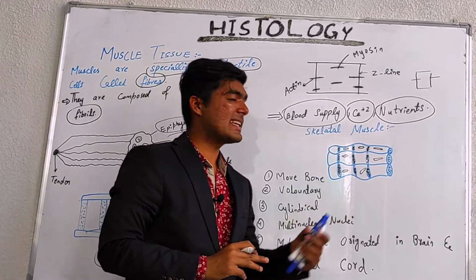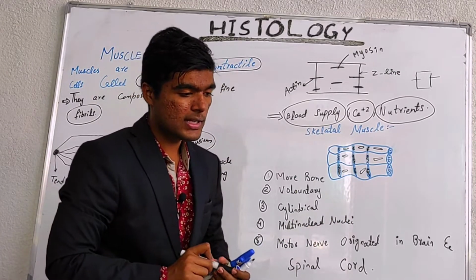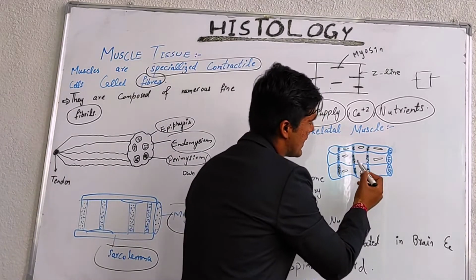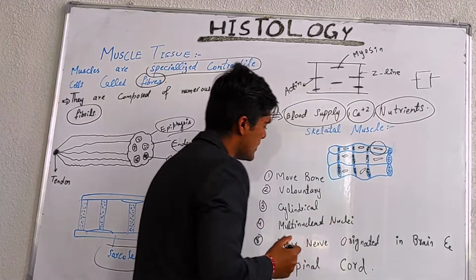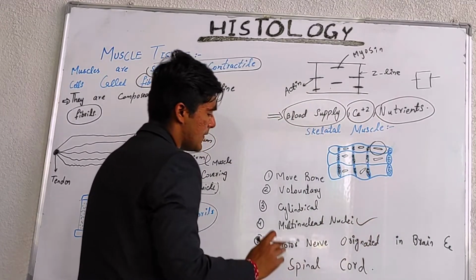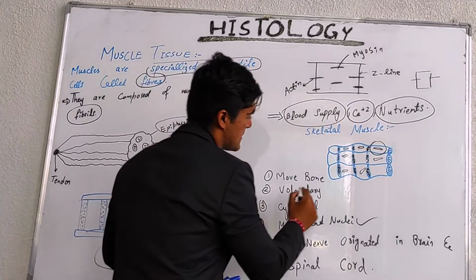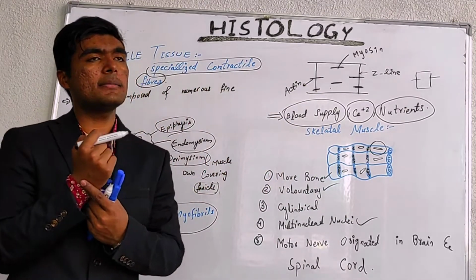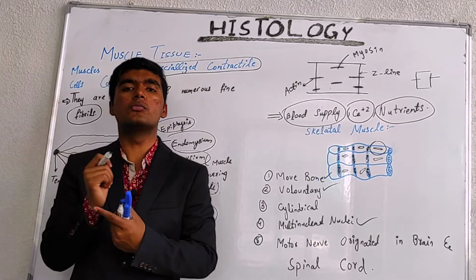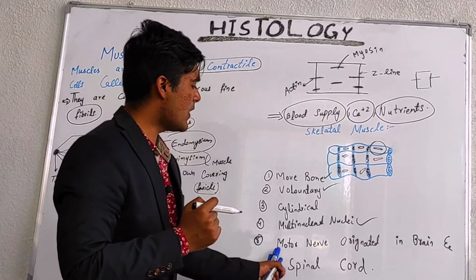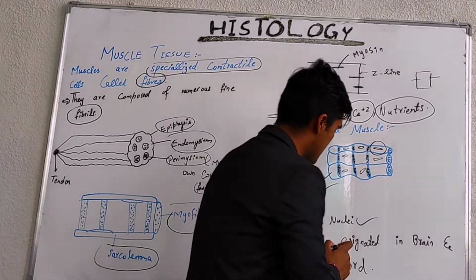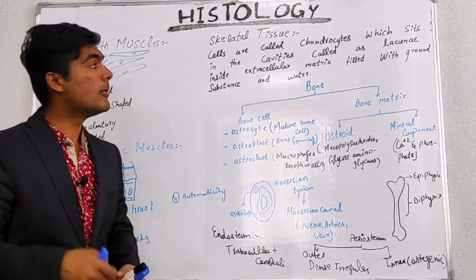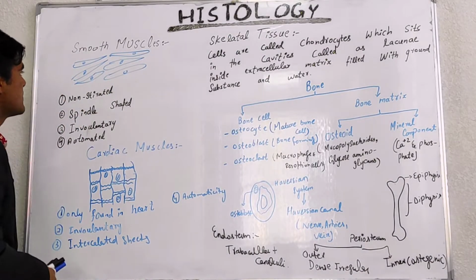Our first type is skeletal muscle. In its diagram we see multinucleation, so it is multinucleated, having more than one nucleus. Its shape is cylindrical, it is under voluntary control, and it moves bone. If we didn't have skeletal muscles, we wouldn't be able to move our bones. In the same way, we have a motor nerve originating in the brain and spinal cord that supplies this skeletal muscle.